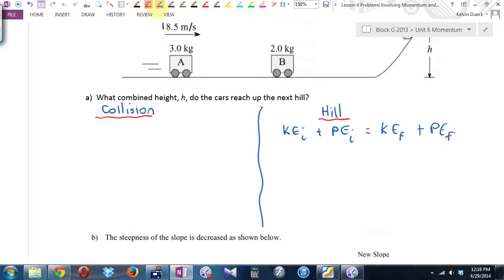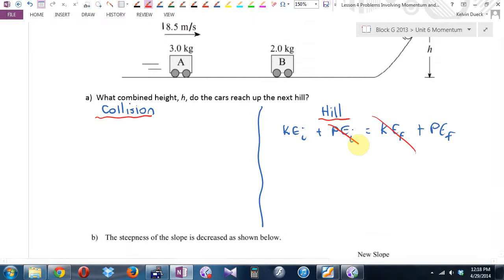Now, a lot of people want to say, in fact, my last class, I had a whole bunch of students say, oh, initial kinetic is zero, Mr. Dueck, because it says at rest. That's before the collision. After the collision, I would argue, both of them are moving. Okay, are any heights zero? Yeah. In fact, this is looking almost identical to the bullet question.